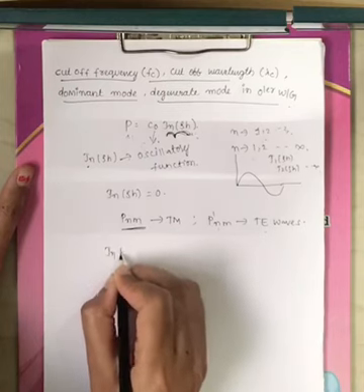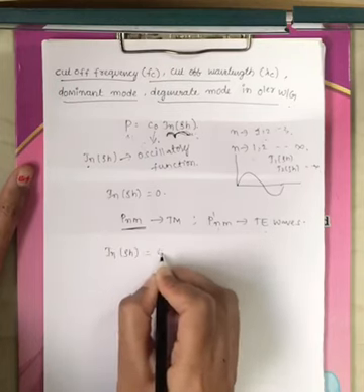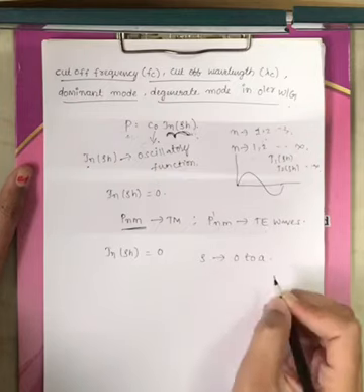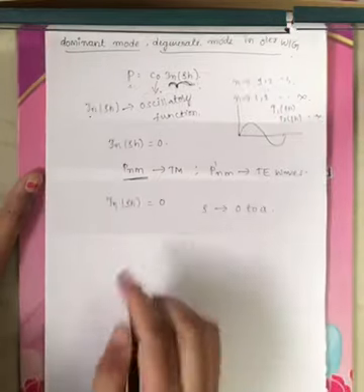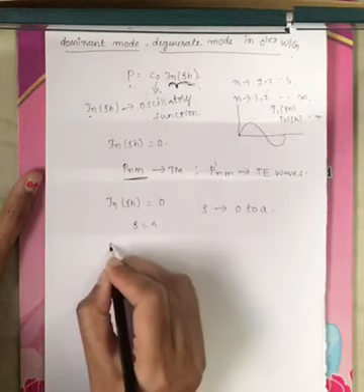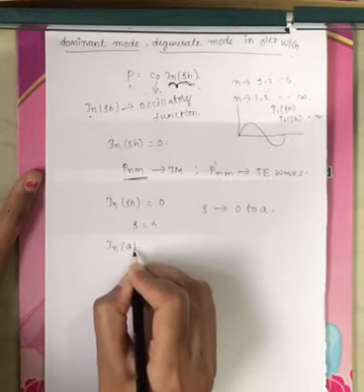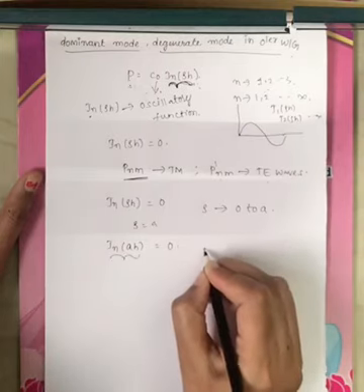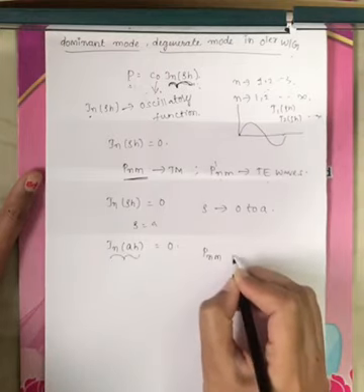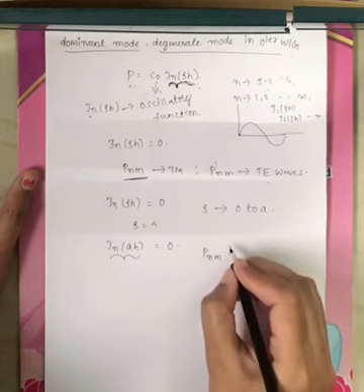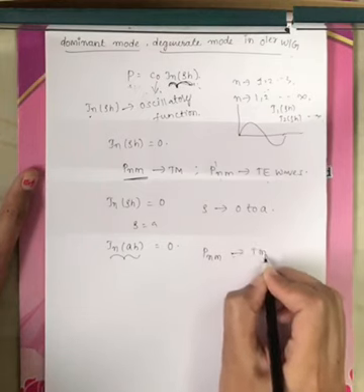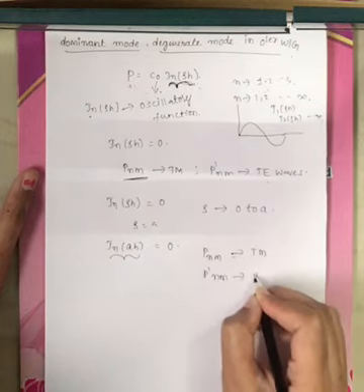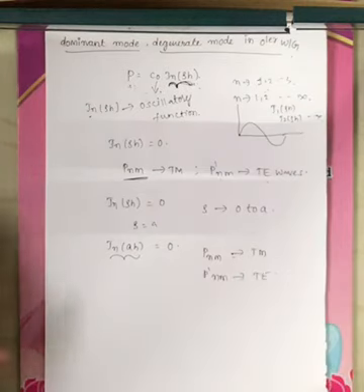I represent those roots as Pnm for TM waves and P dash Nm for TE waves, right? Now Jn of rho h equals 0. What is the variation of rho? Rho varies from 0 to a. Substituting rho equals a, Jn of ah equals 0. This root is Pnm for TM waves and P dash Nm for TE waves, right?